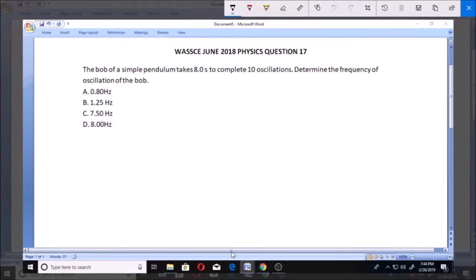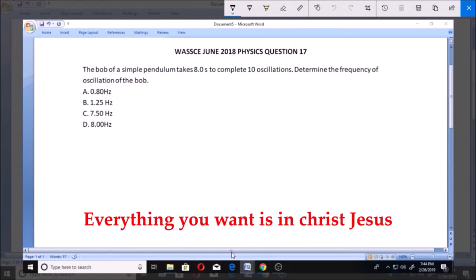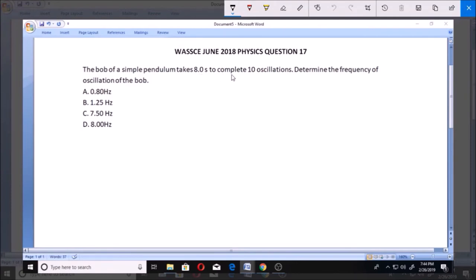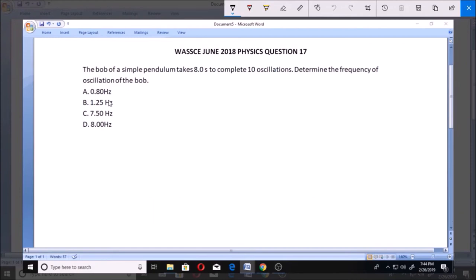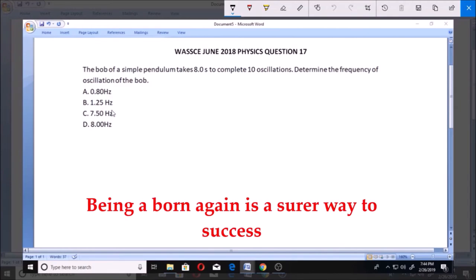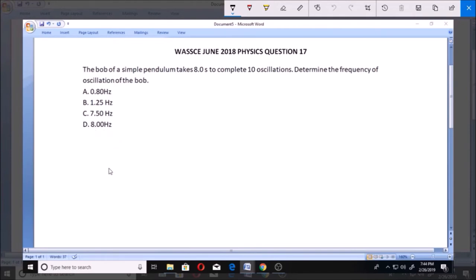Yes, let's look at this question number 17 for WAEC Physics 2018. The bulb of a simple pendulum takes 8.0 seconds to complete 10 oscillations. Determine the frequency of the oscillation of the bulb. A, 0.80 Hz. B, 1.25 Hz. C, 7.50 Hz. D, 8.00 Hz.